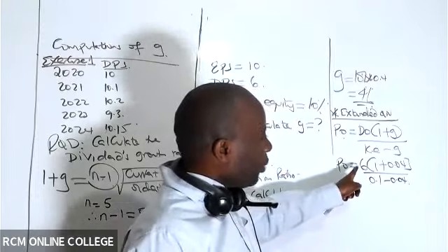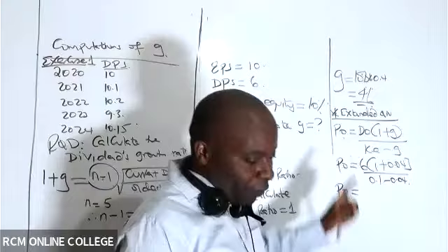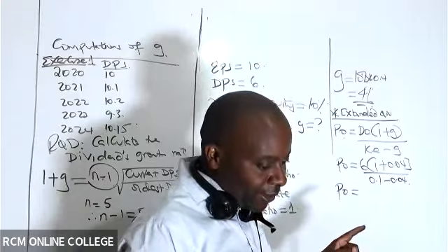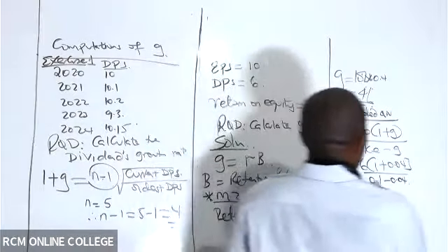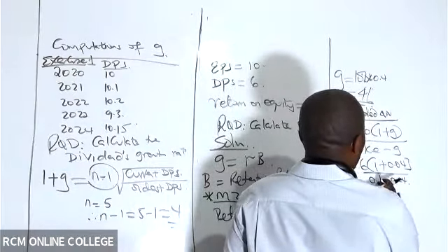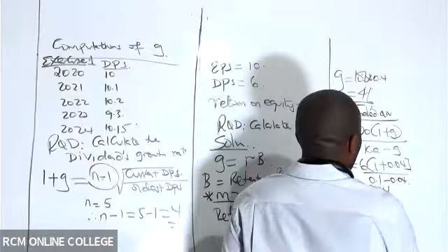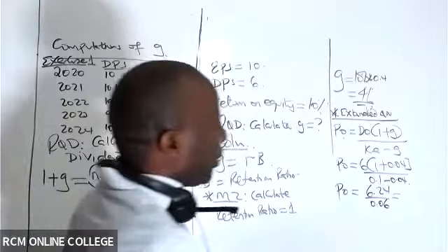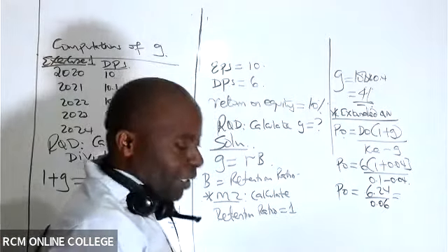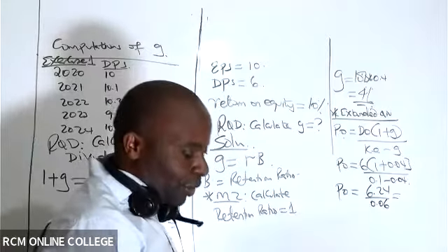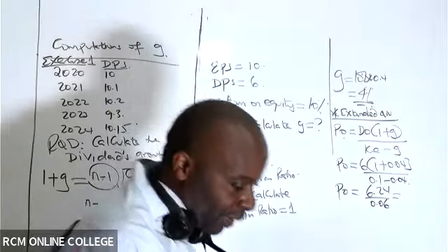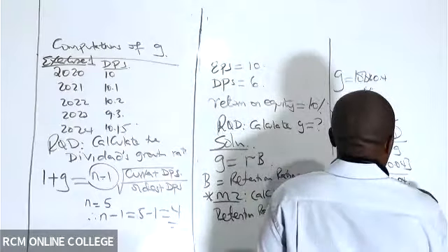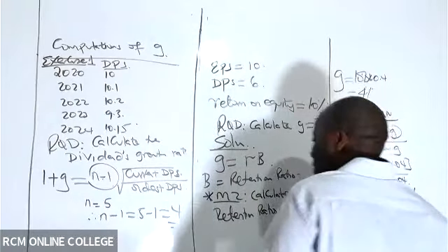So in this case here, first of all, give me this 6 times 1.04, 6.24. So 6.24 all over this minus 0.04, which gives me 0.06. So what are we able to get here? 6.24 divided by 0.06. So that gives me 104. That gives me a value of a share of 104.